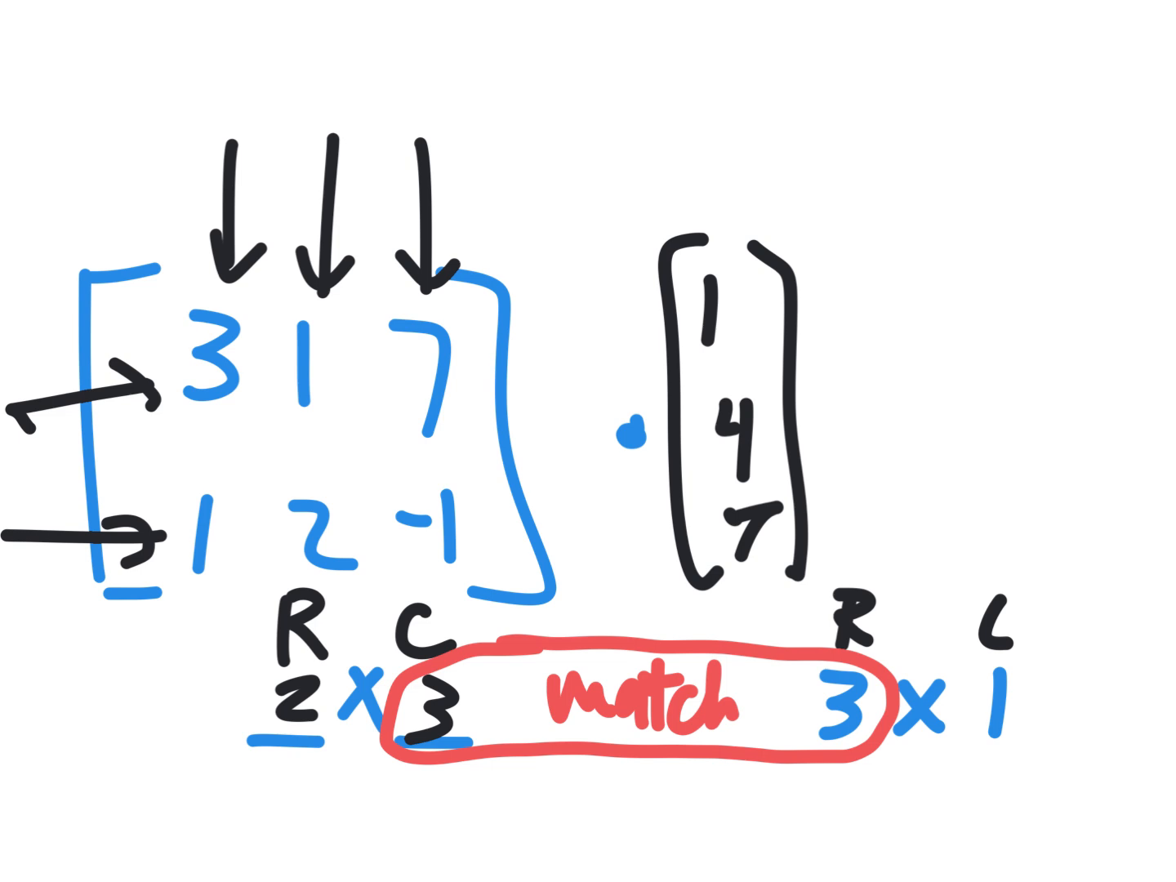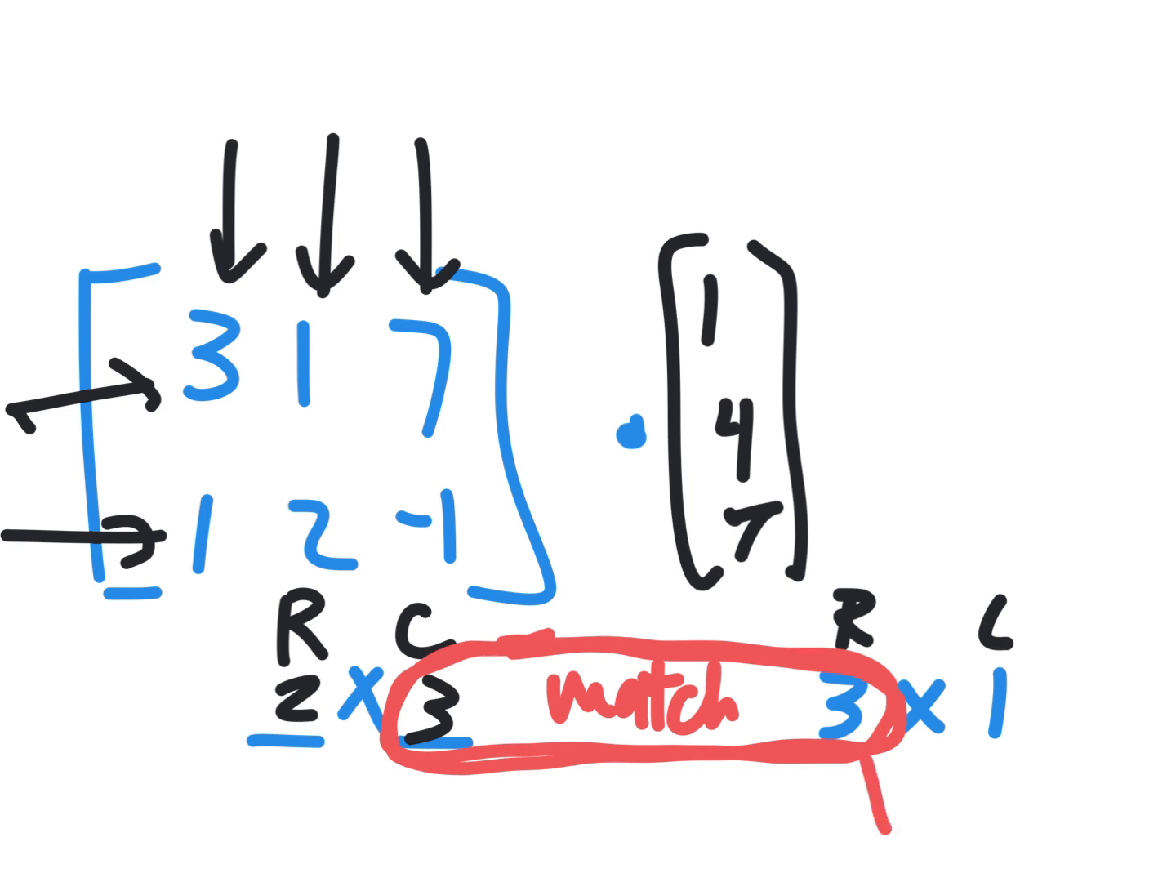And the thing you check for is if the columns on the first one match the rows on the second one, and don't try to memorize all that. Just try to remember that it's the inside ones. If those match, then it will work. If they don't match, nothing you can do will make them multiply.